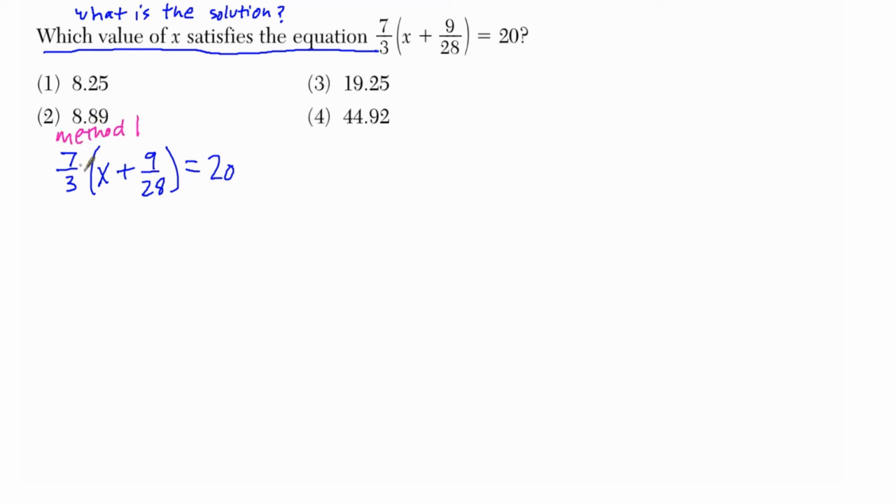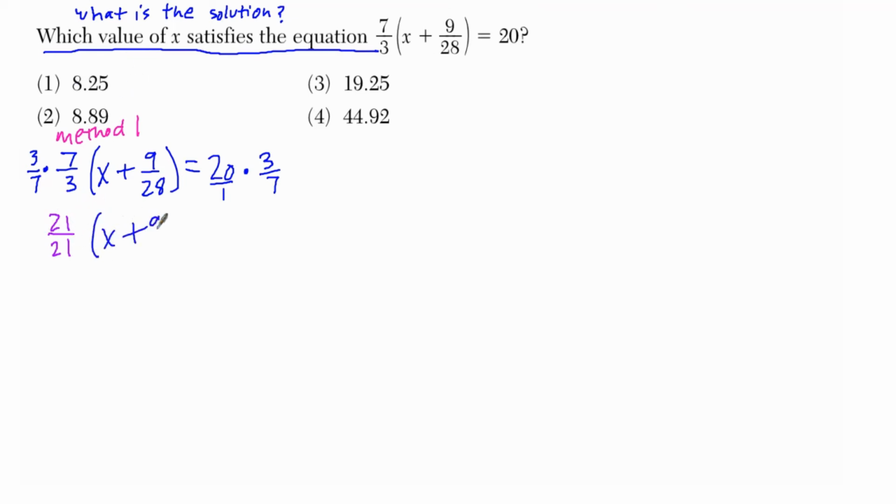So the first way you could approach it is by seeing that there is a fraction out in front of a quantity here, in front of parentheses, and getting rid of this fraction. One way to get rid of the fraction is by multiplying both sides by the reciprocal of that fraction. So we multiply each side by 3/7, and it's nice to put the 20 over a 1, so we have 2 fractions. And then we can say, well, 3 times 7 is 21. 7 times 3 is 21, which is going to be 1, and that will get rid of the fraction.